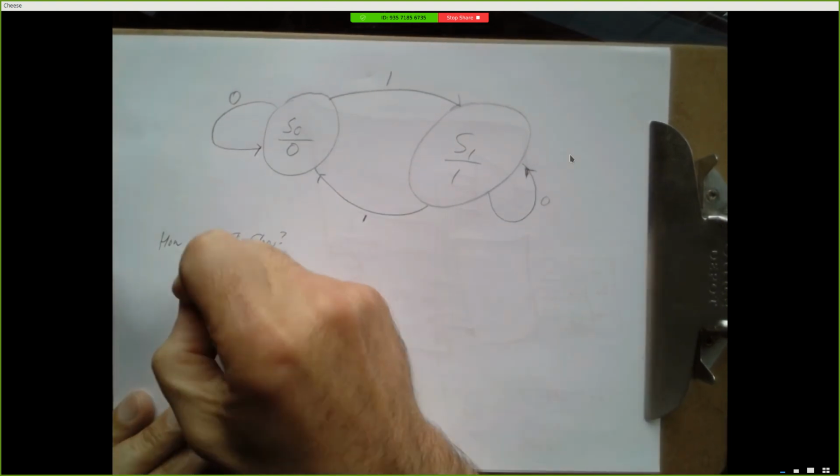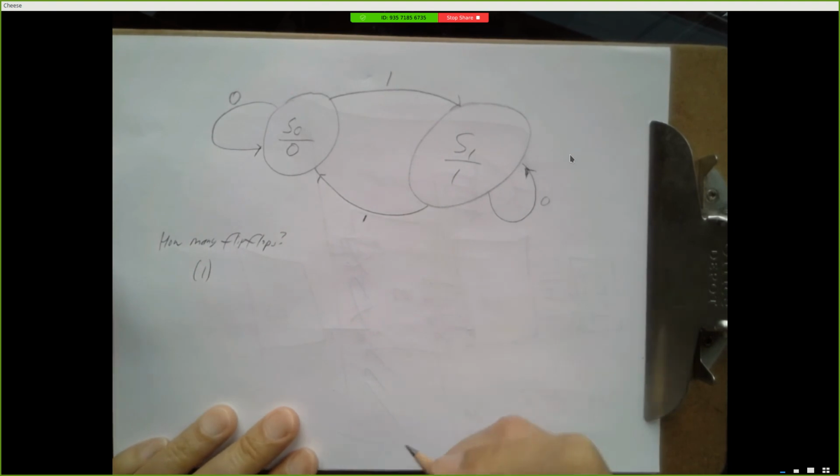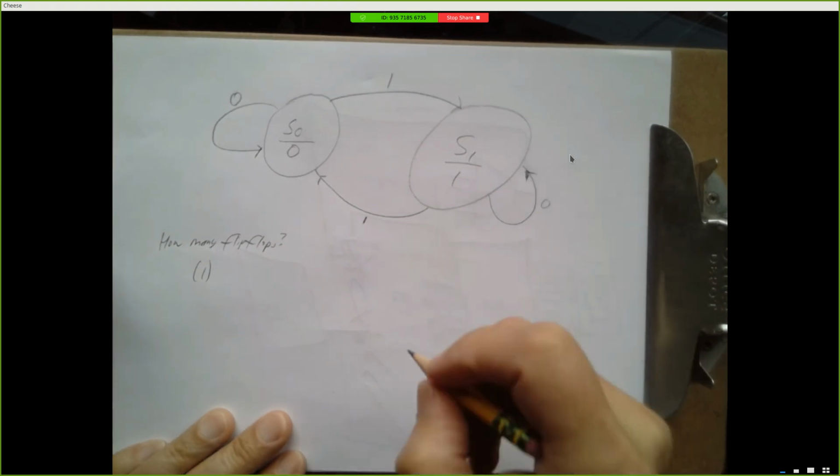So I'm just going to do one flip-flop, and I'm going to make a little state table. There's a kid in the hallway who apparently does not approve of hailstorms, because they are screaming.